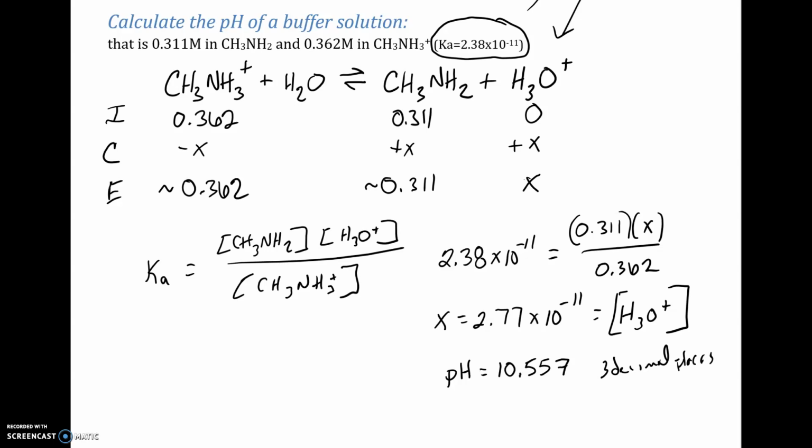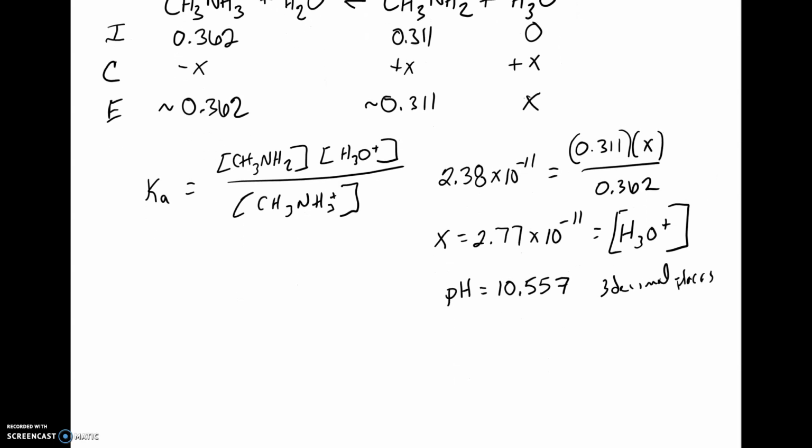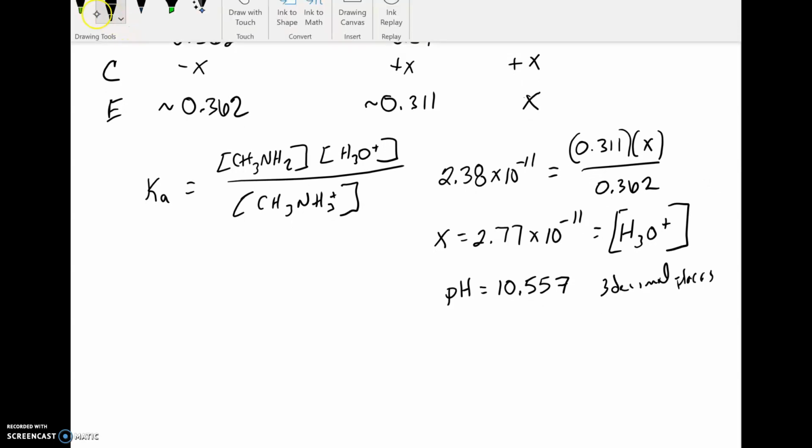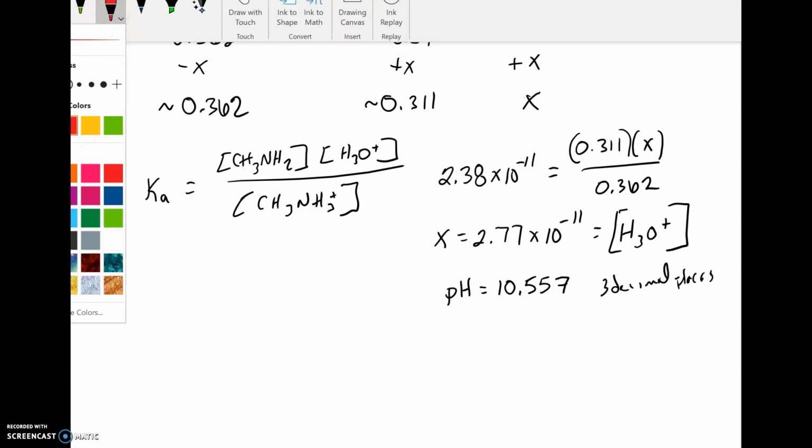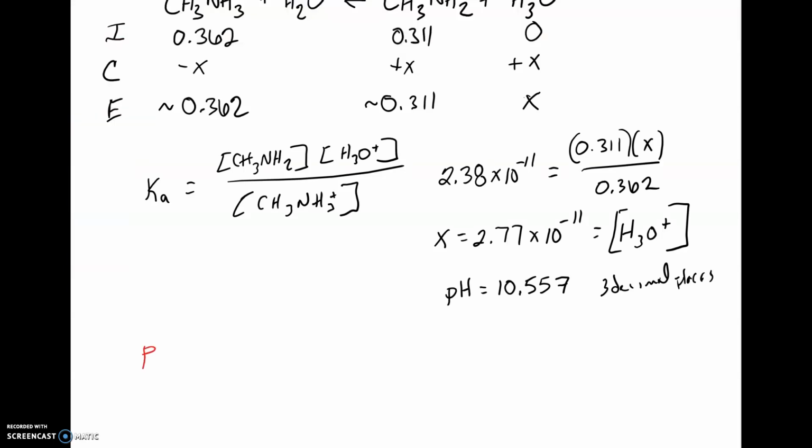All right. So there you have it. Now let's show you another method for solving the same problem. We can use what's called the Henderson-Hasselbalch equation. And let me put this in a different color. Okay. And this equation looks something like this. We can say the pH is equal to the pKa.